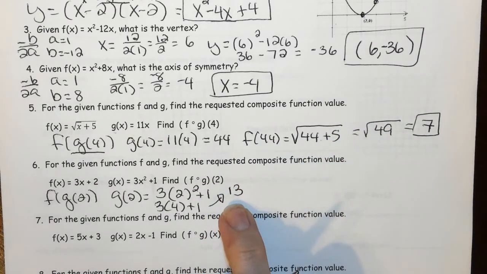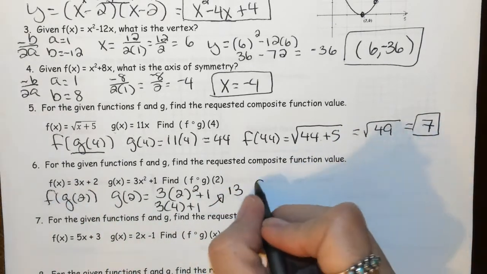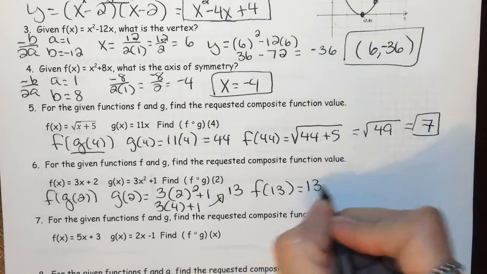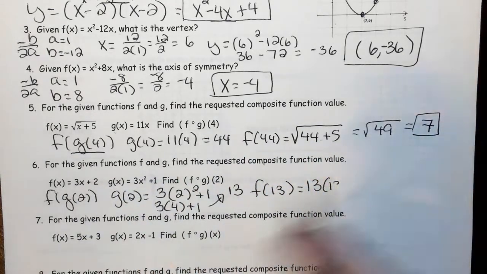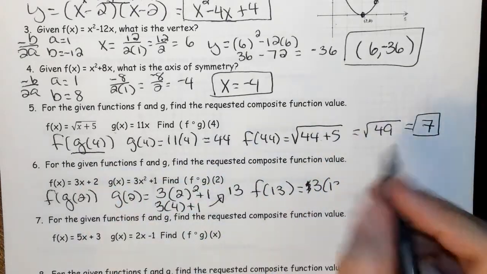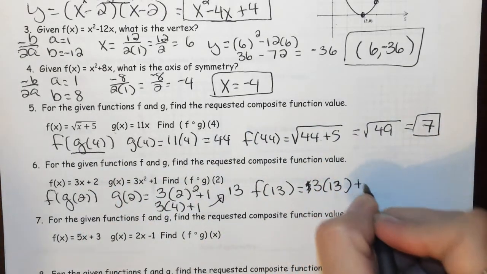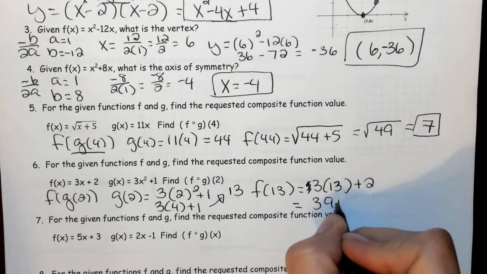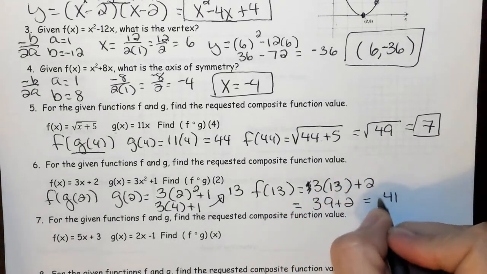Now I'm going to take the answer 13 and I'm going to plug it in for f. So f of 13. And it says we're going to do 3 times x, which is 13, plus 2. So 3 times 13 is 39, plus 2 is 41.